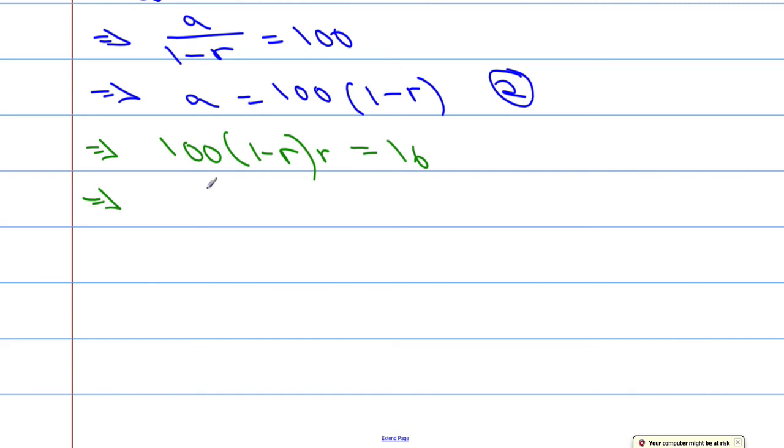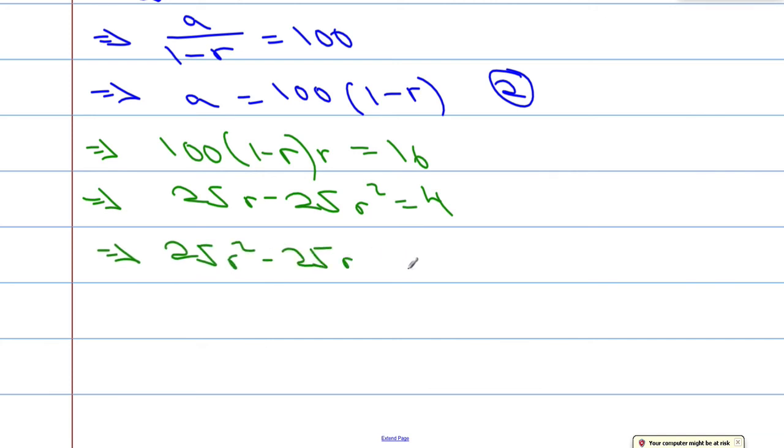Okay. When we tidy this up, we're going to get 25r minus 25r squared is going to equal 4. So I've divided everything by 4 and expanded the brackets in one go there. Right, let's rearrange things. So we get 25r squared minus 25r plus 4 has got to equal 0. We've got a quadratic here. If I do 25 times the 4, I'm going to get 100.